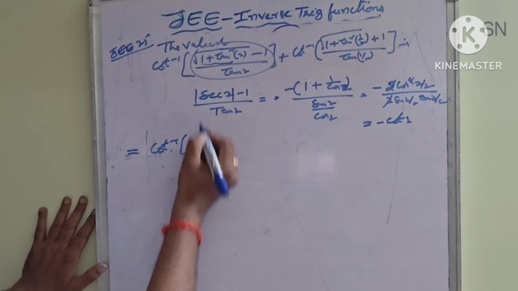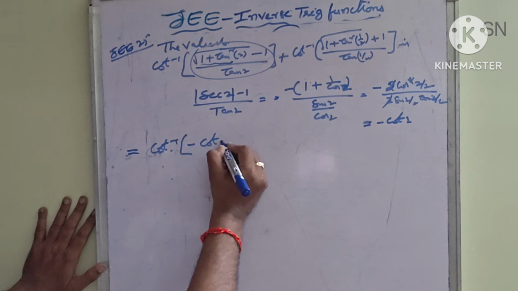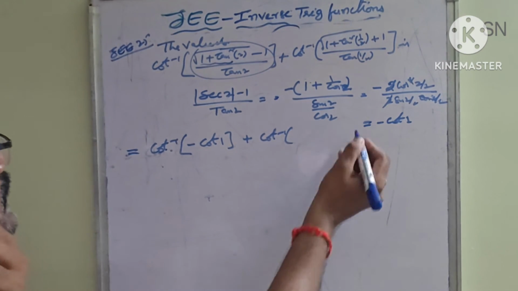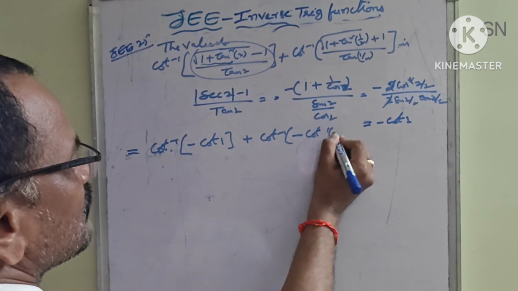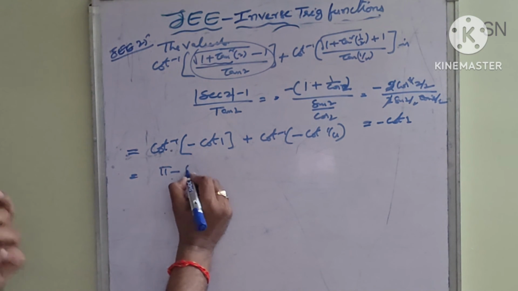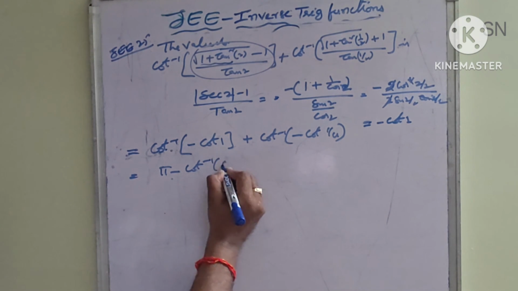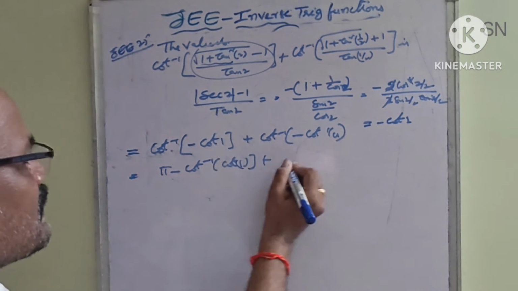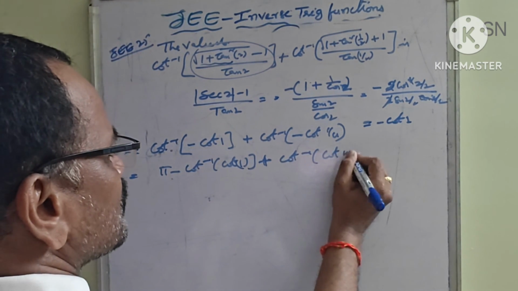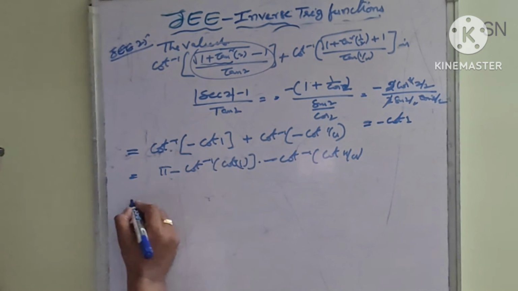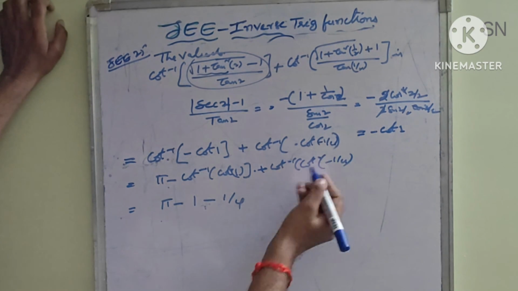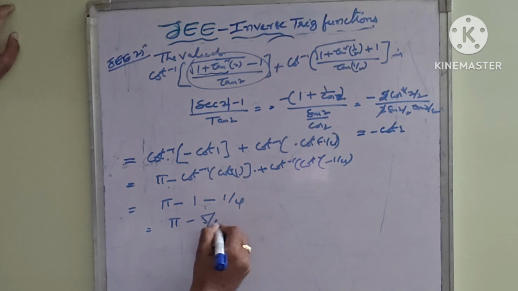So cot inverse of this value is minus cot 1. So plus here cot inverse of this value is minus cot 1 by 4. So here that is 1 by 4. Here pi minus cot inverse of cot 1. So plus here cot inverse of cot 1 by 4. Here this is the minus. Now pi minus this is 1, this is minus 1 by 4. So that is pi minus 5 by 4 is the answer.